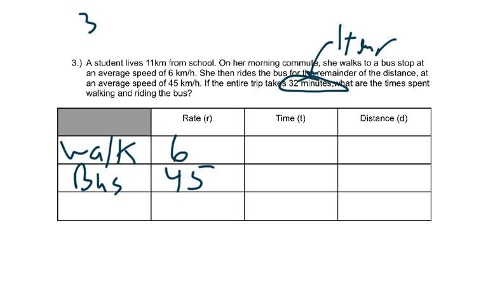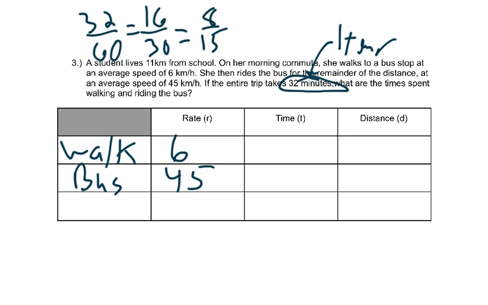So that's 32 over 60, which now you should simplify. So I could divide both by 2. That's going to give us 16 over 30, which I then could divide by 2 again, which gives me 8 over 15. So that is going to be our total time. Now, the distance. The student is 11 kilometers from school. So the distance, let's say, for the walk is going to be x. So then for the bus, that's going to be 11 minus x.